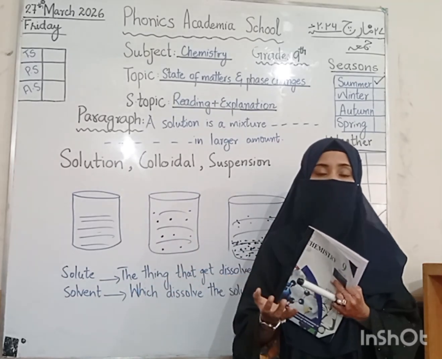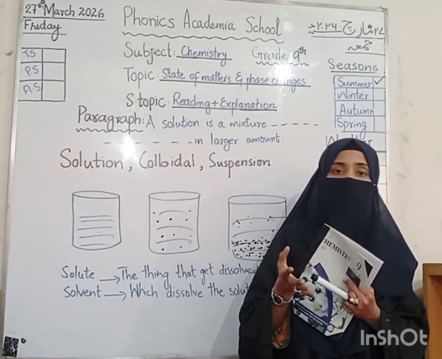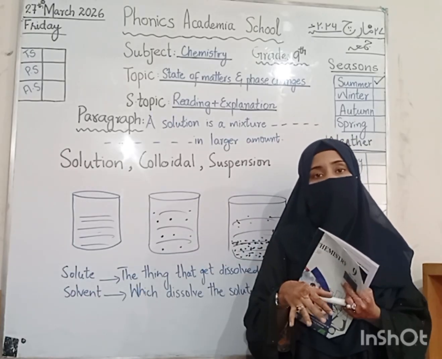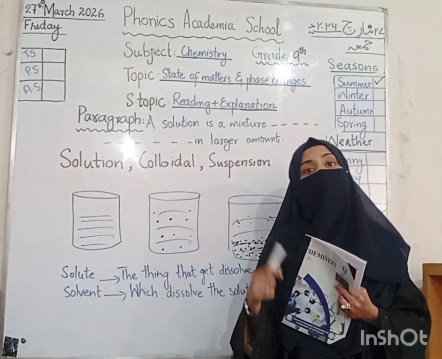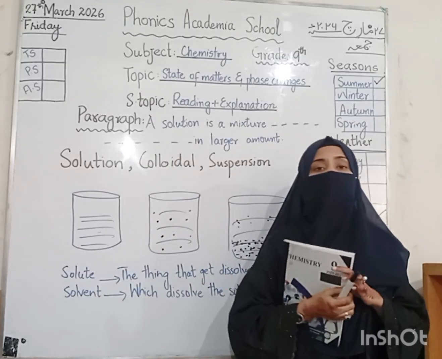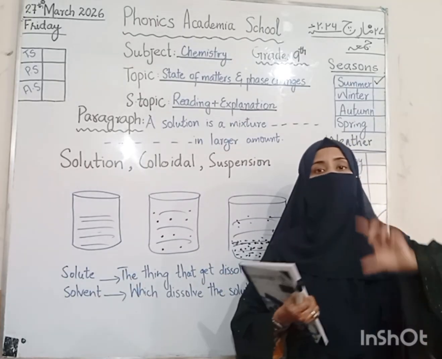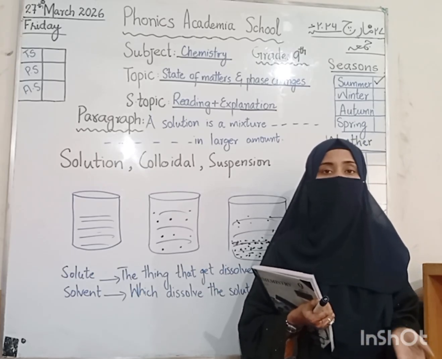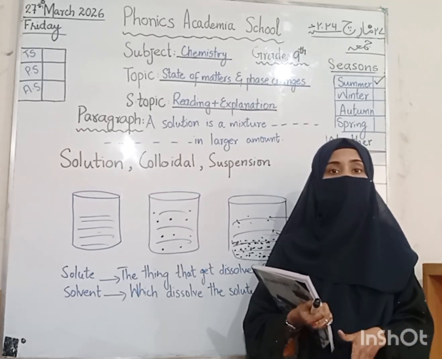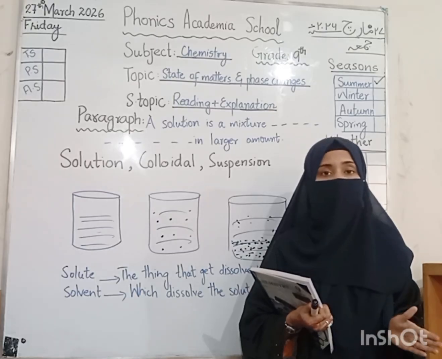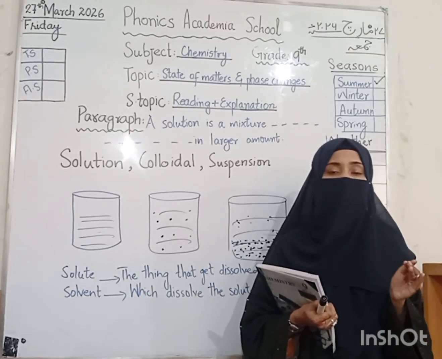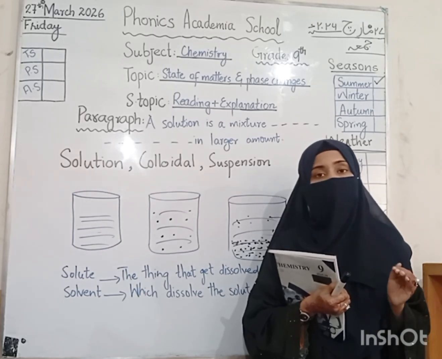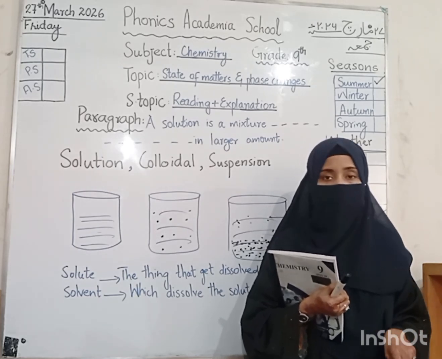For example, as I told you, when you keep adding and the solution still has the capacity to dissolve more solute in itself, that is an unsaturated solution. And if you have a glass of water and you have added 10 tablespoons of sugar in it, now you add 2 more and they don't get dissolved. It means its capacity to dissolve solute in itself is filled. So that solution is a saturated solution.